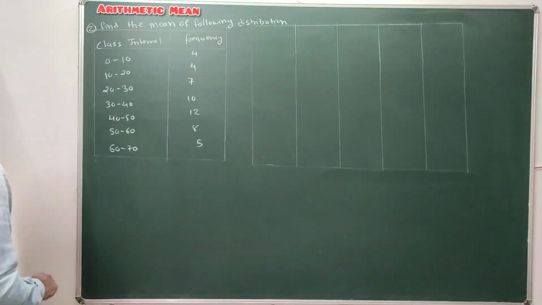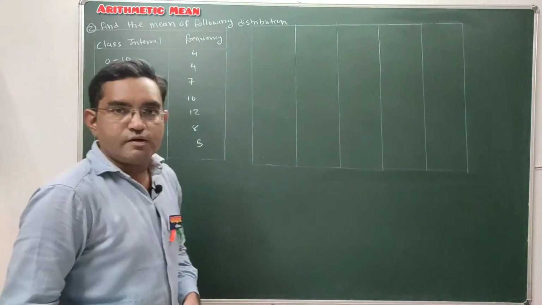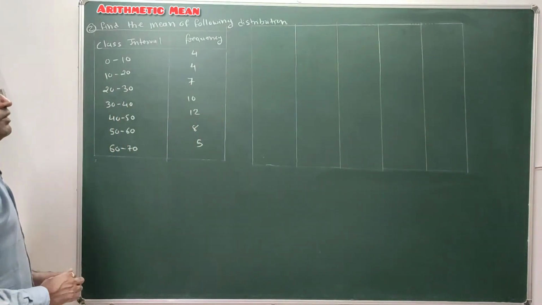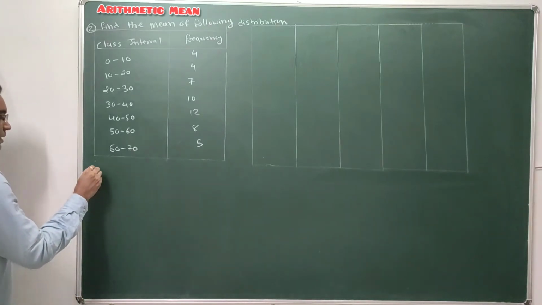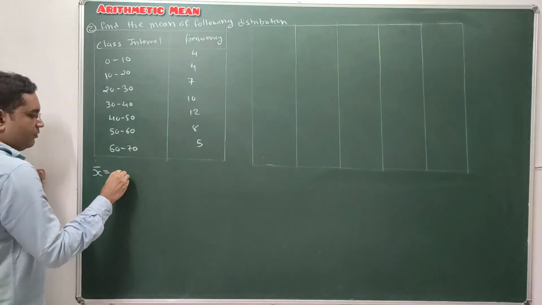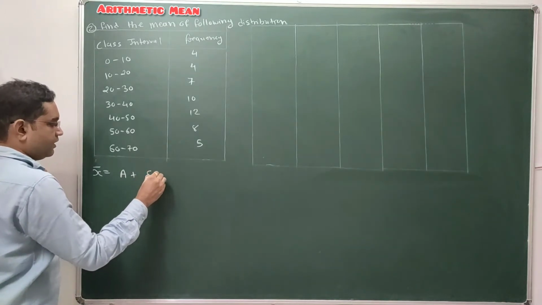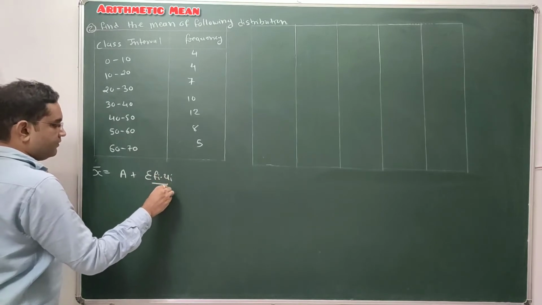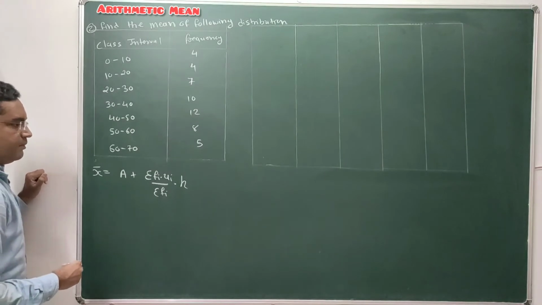Okay, find the mean of the following distribution. Here we will use the step deviation method. In the previous topic we discussed how to find the mean of the given data by using the assumed mean method. Now we discuss the step deviation method. The formula to find the mean by the step deviation method is a plus sigma fi into ui upon sigma fi, into h. Done.